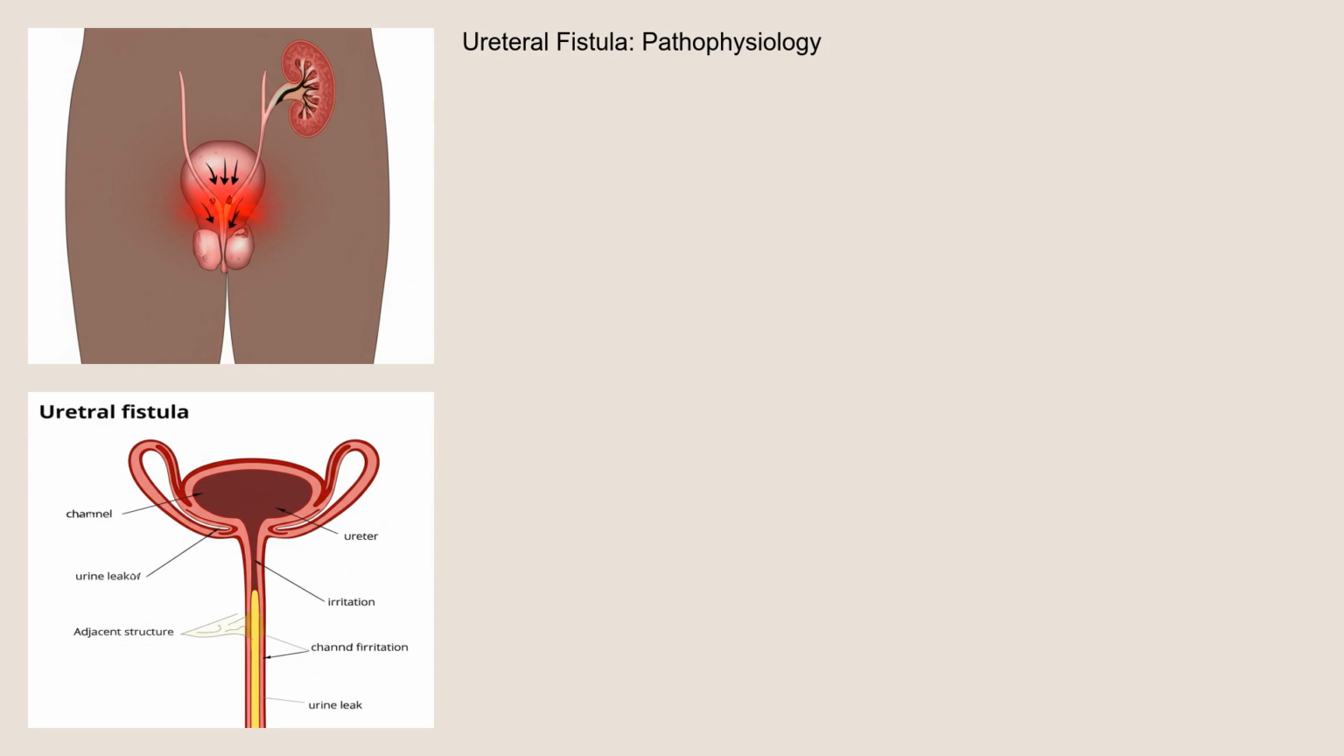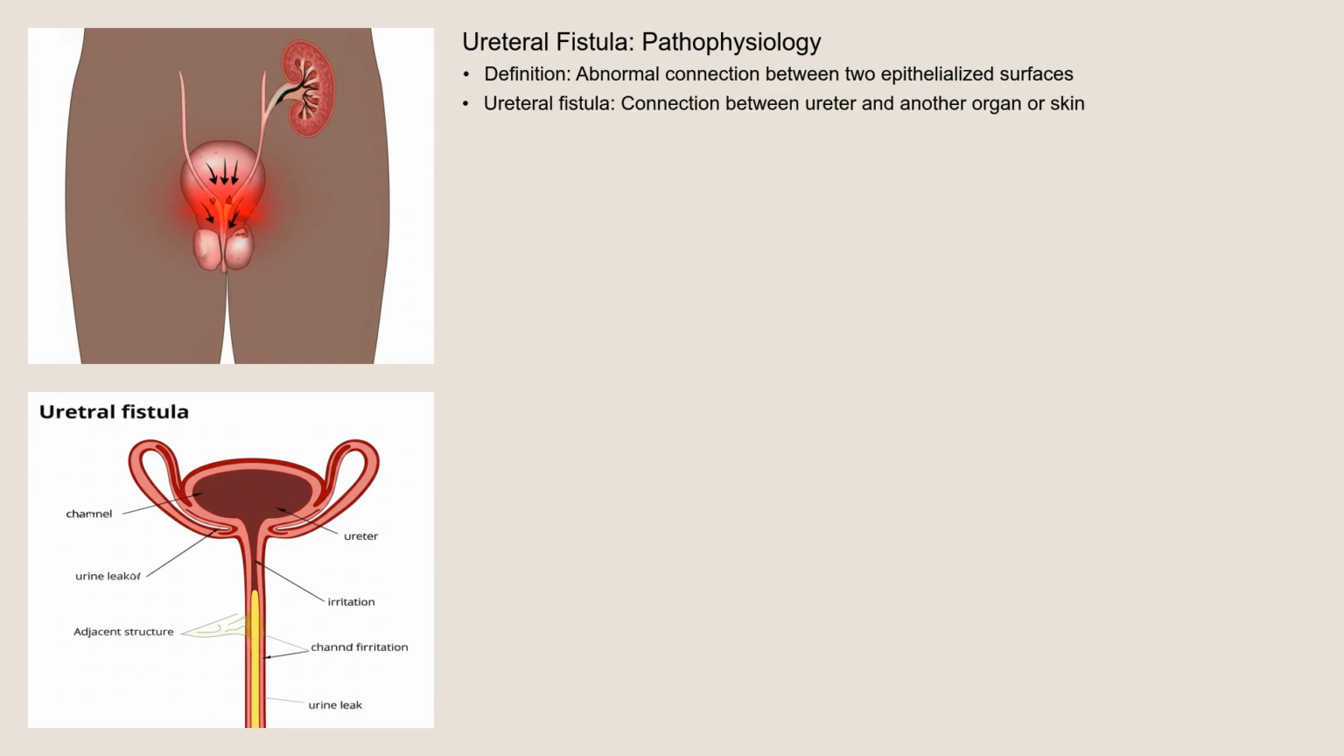Let's delve into the pathophysiology, or how a ureteral fistula develops. A fistula, by definition, is an abnormal connection between two epithelialized surfaces. In the case of a ureteral fistula, this connection forms between the ureter and another organ or the skin. When the ureter is damaged, whether by surgery, trauma, radiation, or infection, the normal healing process can be disrupted.